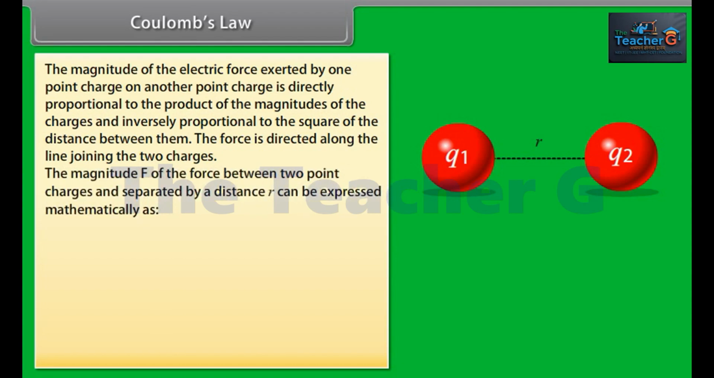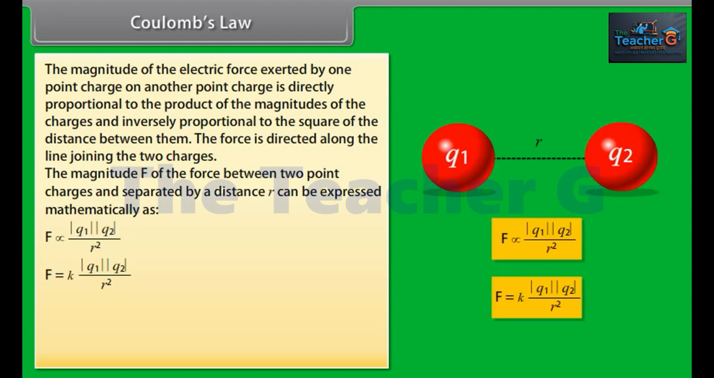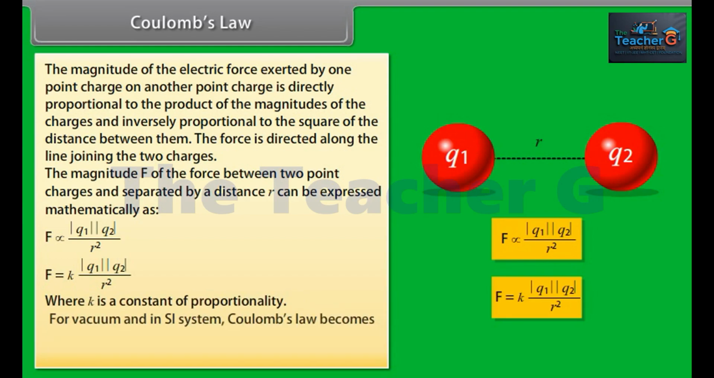The magnitude F of the force between two point charges Q1 and Q2 separated by a distance r can be expressed mathematically as F = k |Q1| |Q2| / r². Here, k is a constant of proportionality. For vacuum and in SI system, Coulomb's law becomes F = 1/(4πε₀) × |Q1| |Q2| / r².